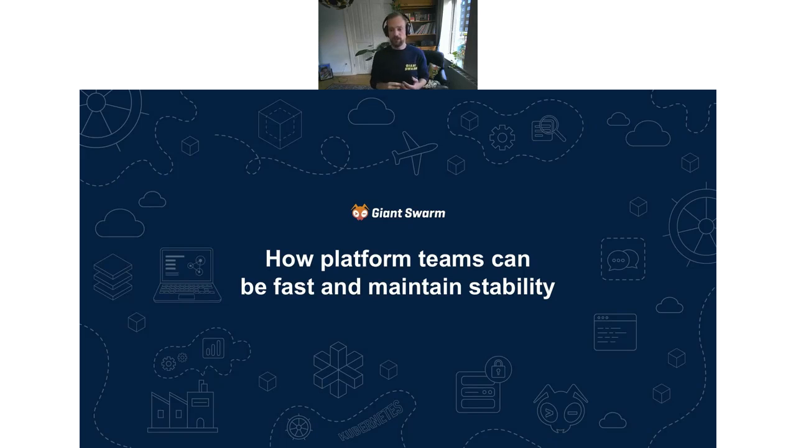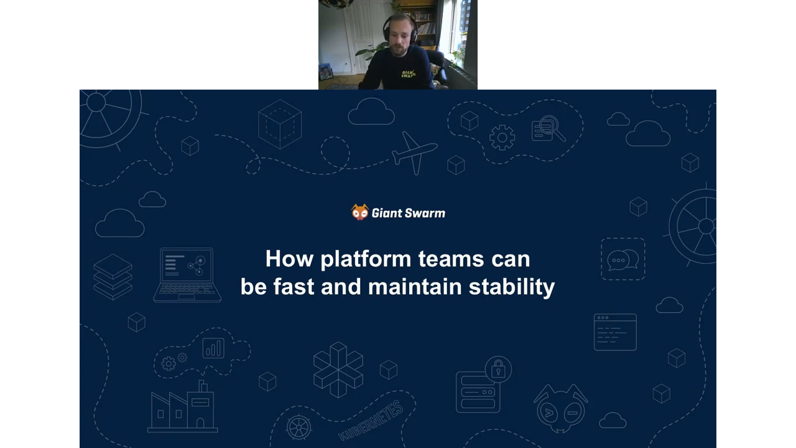So the question is, how can platform teams maintain stability and also be fast? That has been a challenge in the past, and Kubernetes obviously helps us with this. But how can we do this?